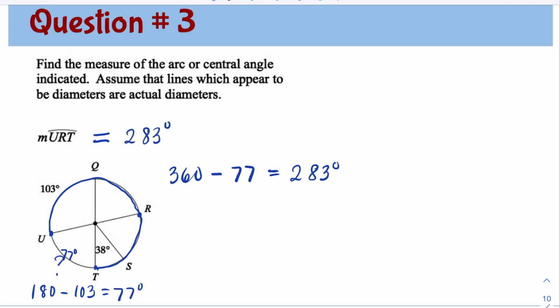Another way of solving this problem is going for a long method, which is using the arc addition postulate. You can get the measurement of UQ, the measurement of QR, the measurement of RS, and then the measurement of ST, and then add it all up together. It should be 283 degrees as well.